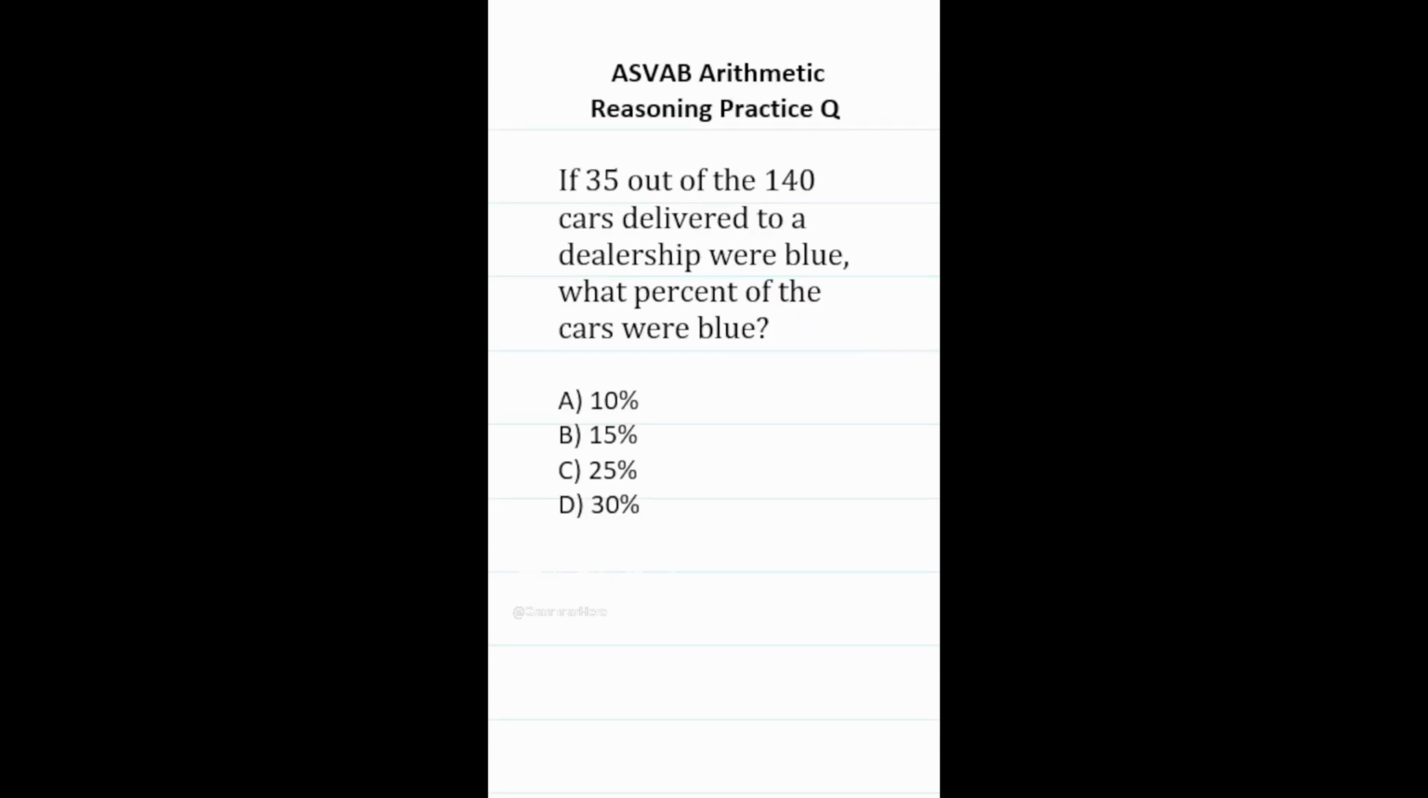Solve this arithmetic reasoning practice test question for the ASVAB and PiCAT. It says if 35 of the 140 cars delivered to a dealership were blue, what percent of the cars were blue? So let's start by expressing this as a fraction. Again, 35 of the 140 cars delivered were blue. You should know that fractions can be converted to decimals and then expressed as percents pretty quickly. But let's start by reducing this fraction as much as possible.